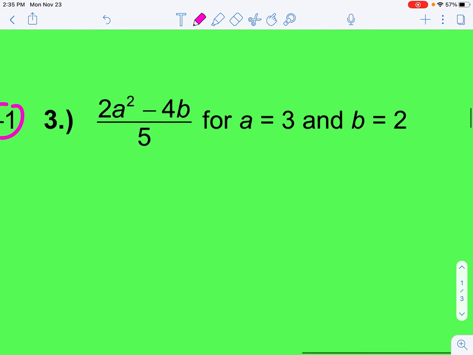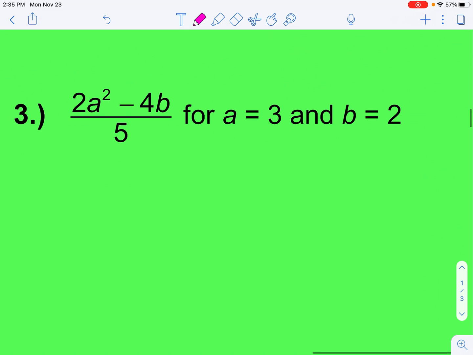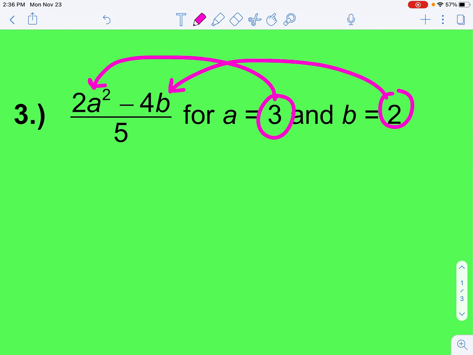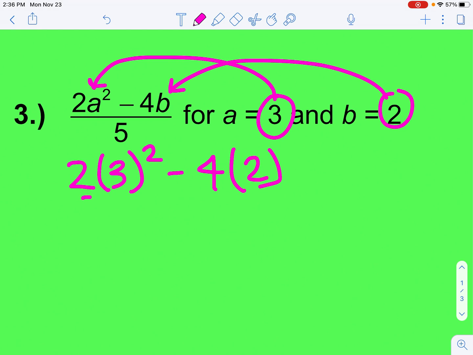Alright, number 3. This one looks complicated, but don't worry, we'll make it through. We have 2a squared minus 4b over 5. We are going to plug a in as 3 and b in as 2. So we have 2 times 3 squared minus 4 times 2 all over 5.